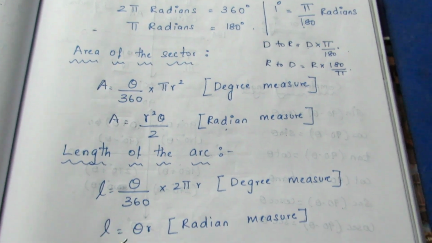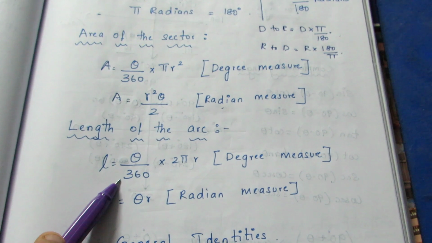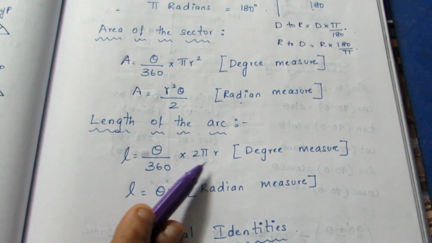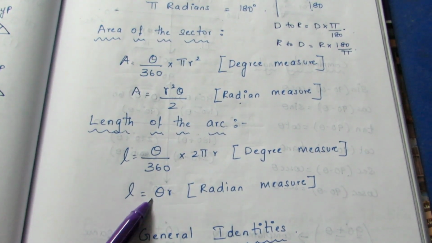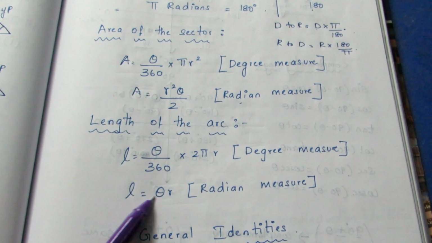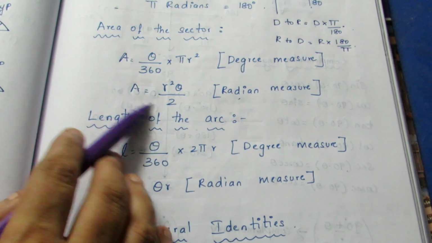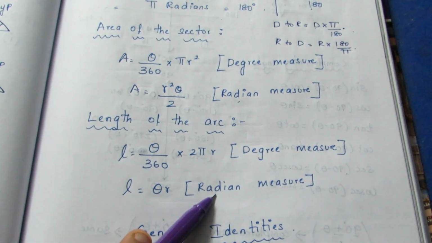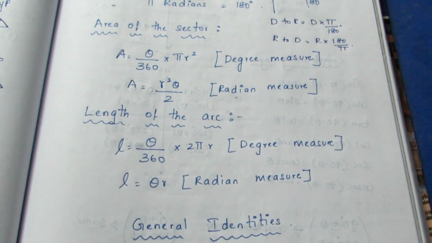Now we'll see the length of the arc. For the length of the arc, this formula we know well, which we have learnt in lower classes. L is equal to theta by 360 into 2 pi r. If theta is a radian measure, then L is equal to theta r. This formula you will be using this year. Even the one for area, we will be using in the 11th standard.